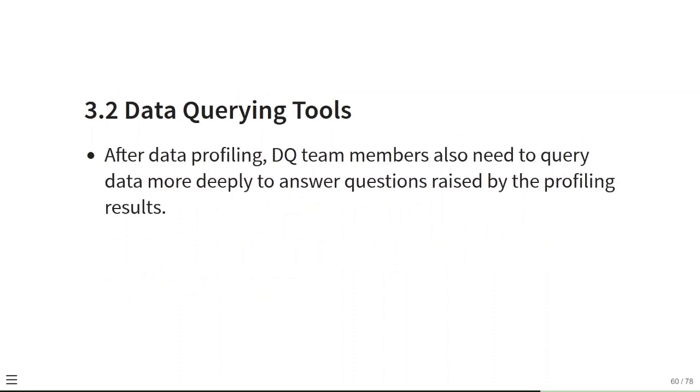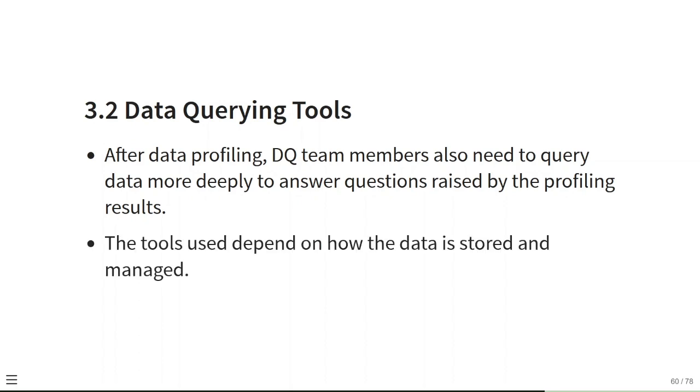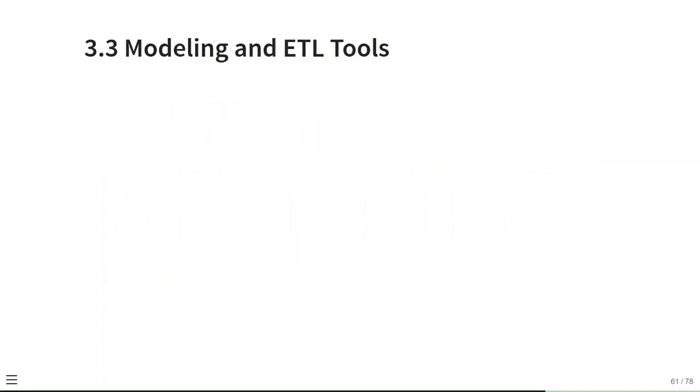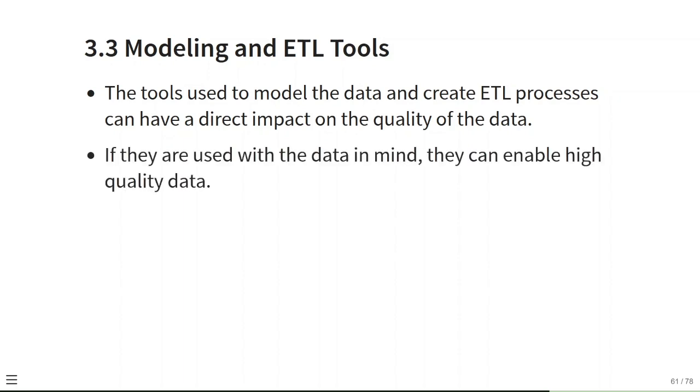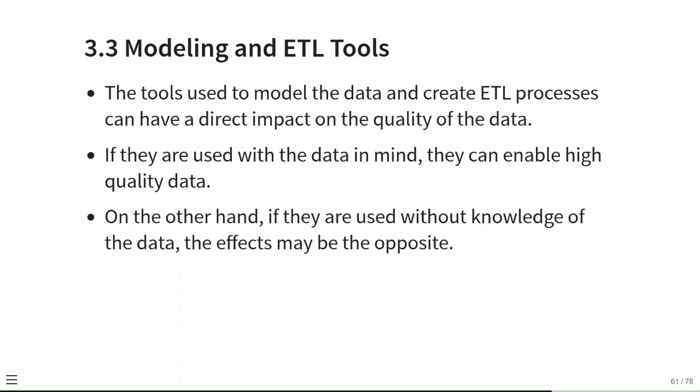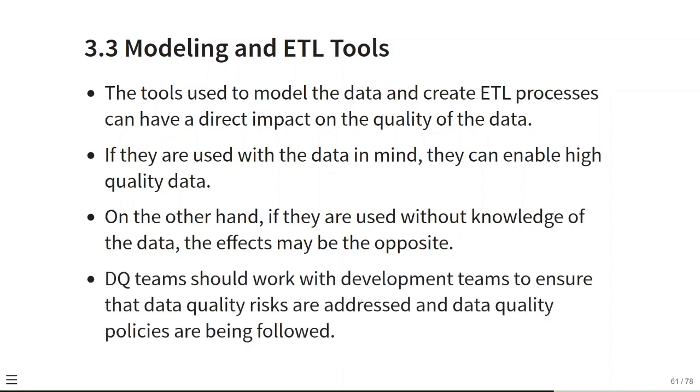Data querying tools. After data profiling, data quality team members also need to query data more deeply to answer questions raised by the profiling results. And the tools used depend on how the data is stored and managed. Modeling and ETL tools. The tools used to model the data and create ETL processes can have a direct impact on the quality of the data. If they are used with the data in mind, they can enable high-quality data. On the other hand, if they are used without knowledge of the data, the effects may be the opposite. Data quality teams should work with development teams to ensure that data quality risks are addressed and data quality policies are being followed.